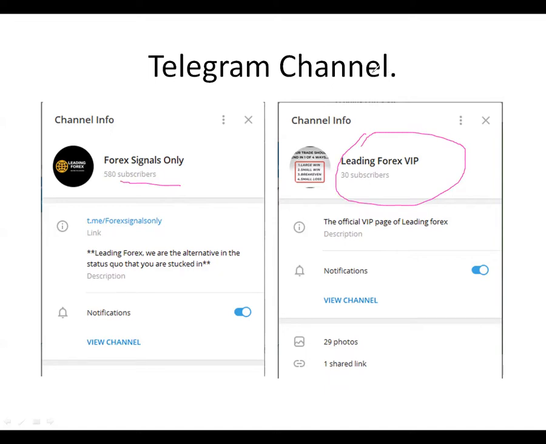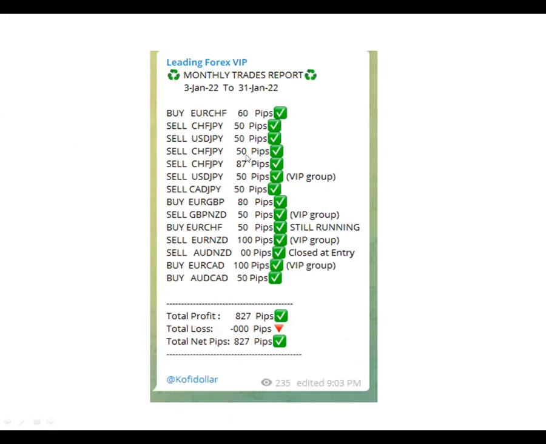Now, if you want to look at our last month results, you can see it here. Last month, January, the year 2022, we are in February as we speak. Last month, we had 827 pips, both in the VIP and in the free channel. So if you combine the two channels, we had 827 pips profit coming from both the free channel and the VIP channel combined.